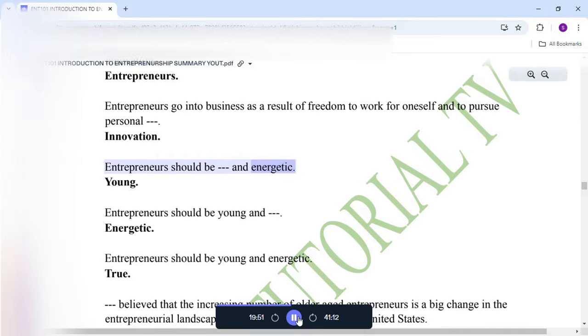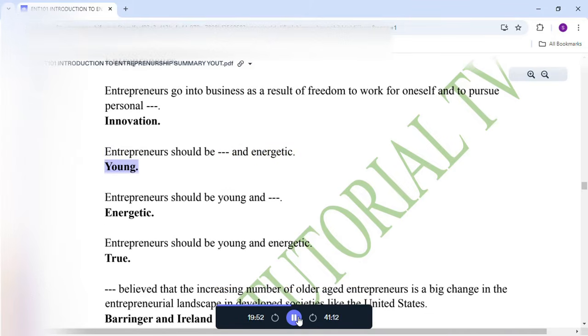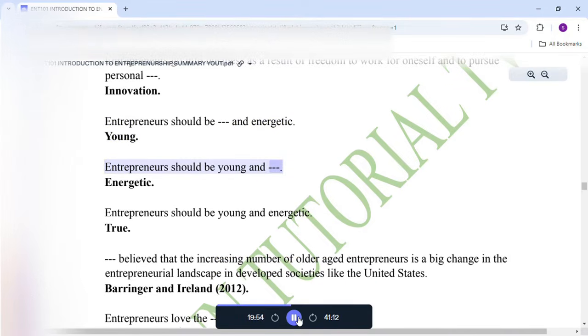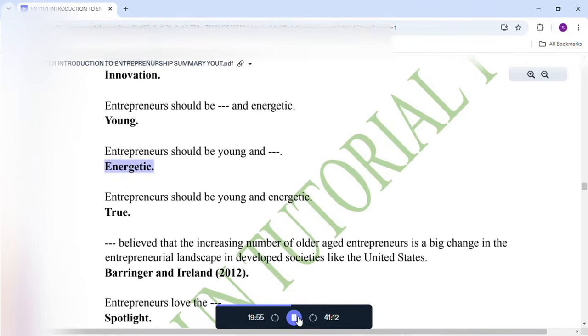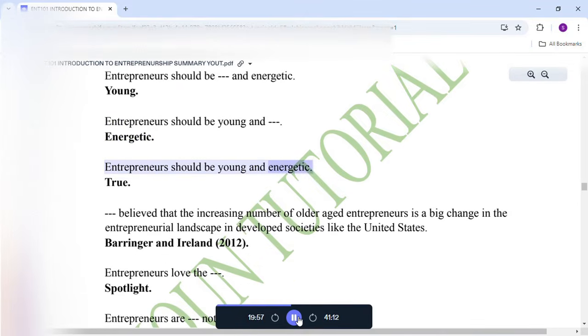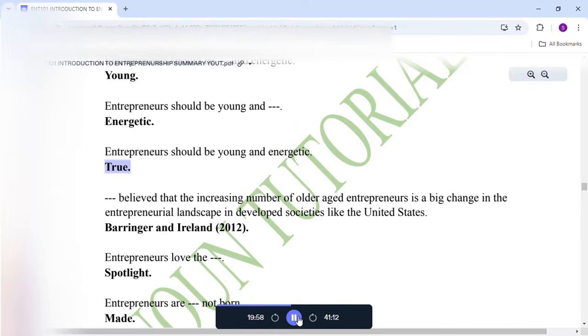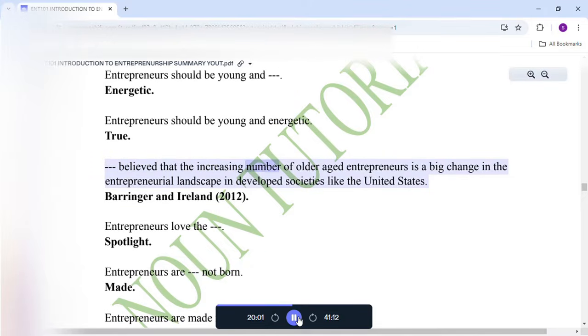Entrepreneurs should be young and energetic. True. Believe that the increasing number of older aged entrepreneurs is a big change in the entrepreneurial landscape in developed societies like the United States.